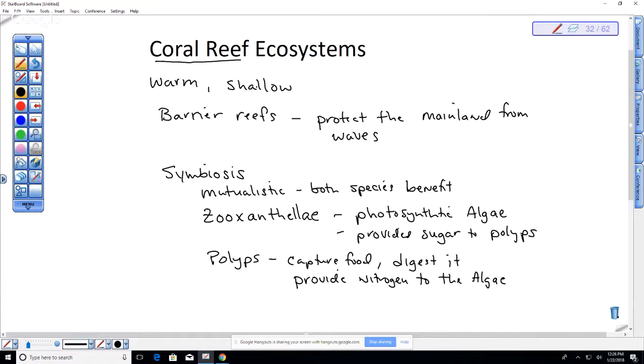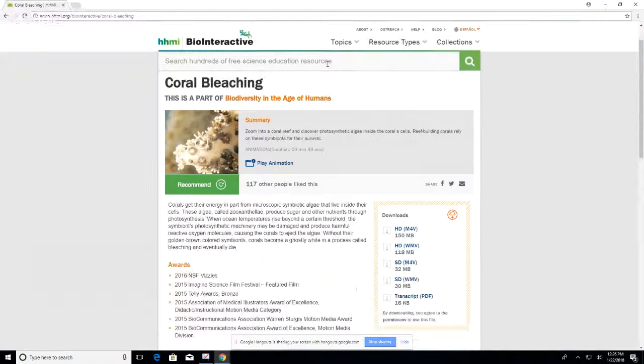So I have just a short little video that talks about this relationship and how it isn't just on the outside, but these algae actually get incorporated into the polyps. And sometimes they can actually get ejected from the coral. The reason why coral tends to be very colorful is because it has the symbiotic algae living inside of it. And when the coral gets stressed, at times they will get rid of their zooxanthellae and the coral will be said to bleach.